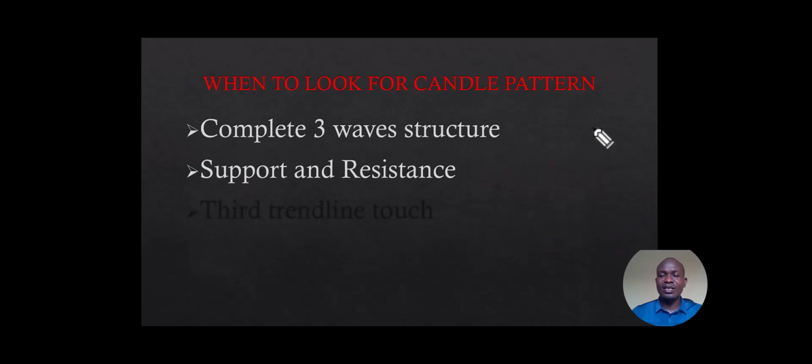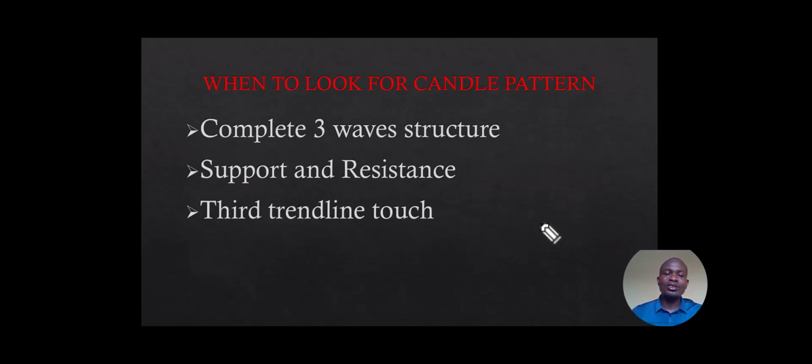And the last but not the least is the third trend line touch. So at the third trend line touch, we believe that the market makes an impulse, it makes a correction, it makes another impulse, and it makes another correction. All right, so most times, once a market makes an impulse, correction, impulse, you are permitted to draw this trend.